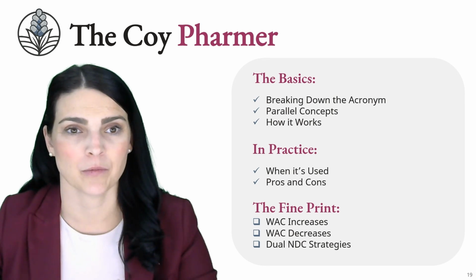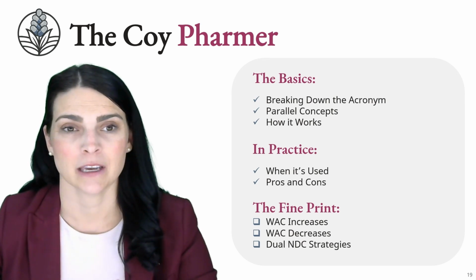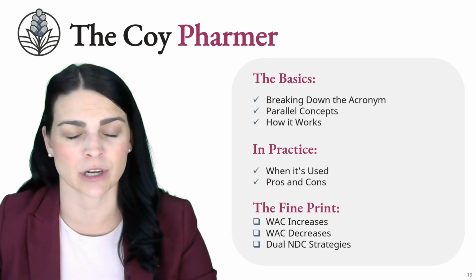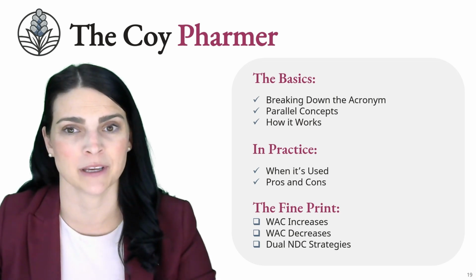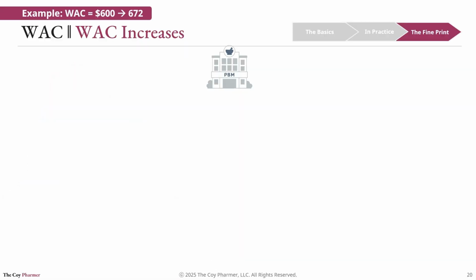So now we've reviewed some of the basics of WAC, but let's get into some of the fine print. What happens when WAC goes up? What happens when it suddenly goes down? And how are manufacturers strategizing to potentially create different strategies for the same product in the marketplace to deal with some different political environments that have come up over the past several years? Now we're going to review an example of what happens to the PBM when the WAC increases.